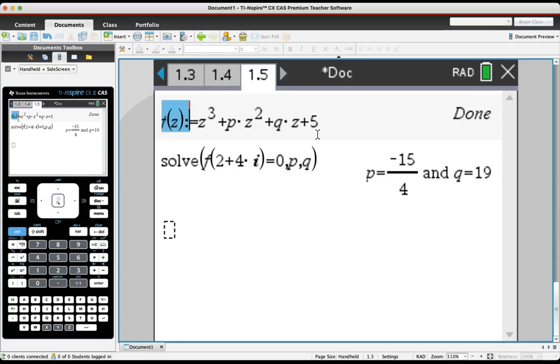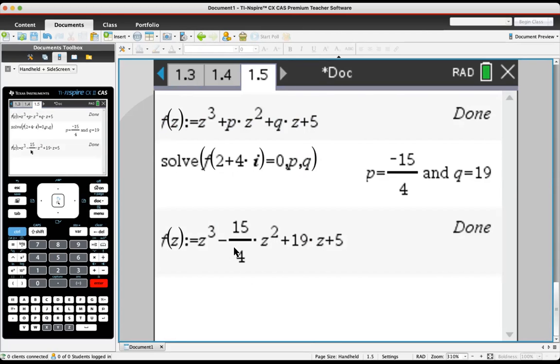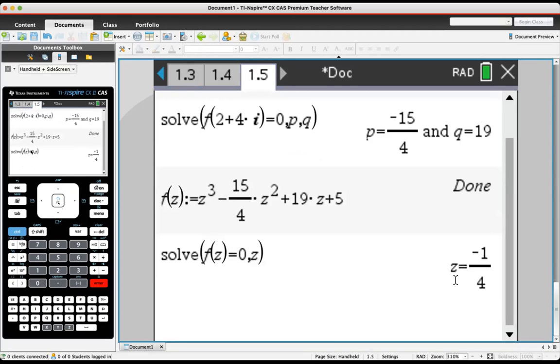Now, let's put the p and the q values back. Minus 15/4 plus 19. And then let's try to solve f of z equals 0, because the question only looks for the real root, which is -1/4. So this is option B, okay?